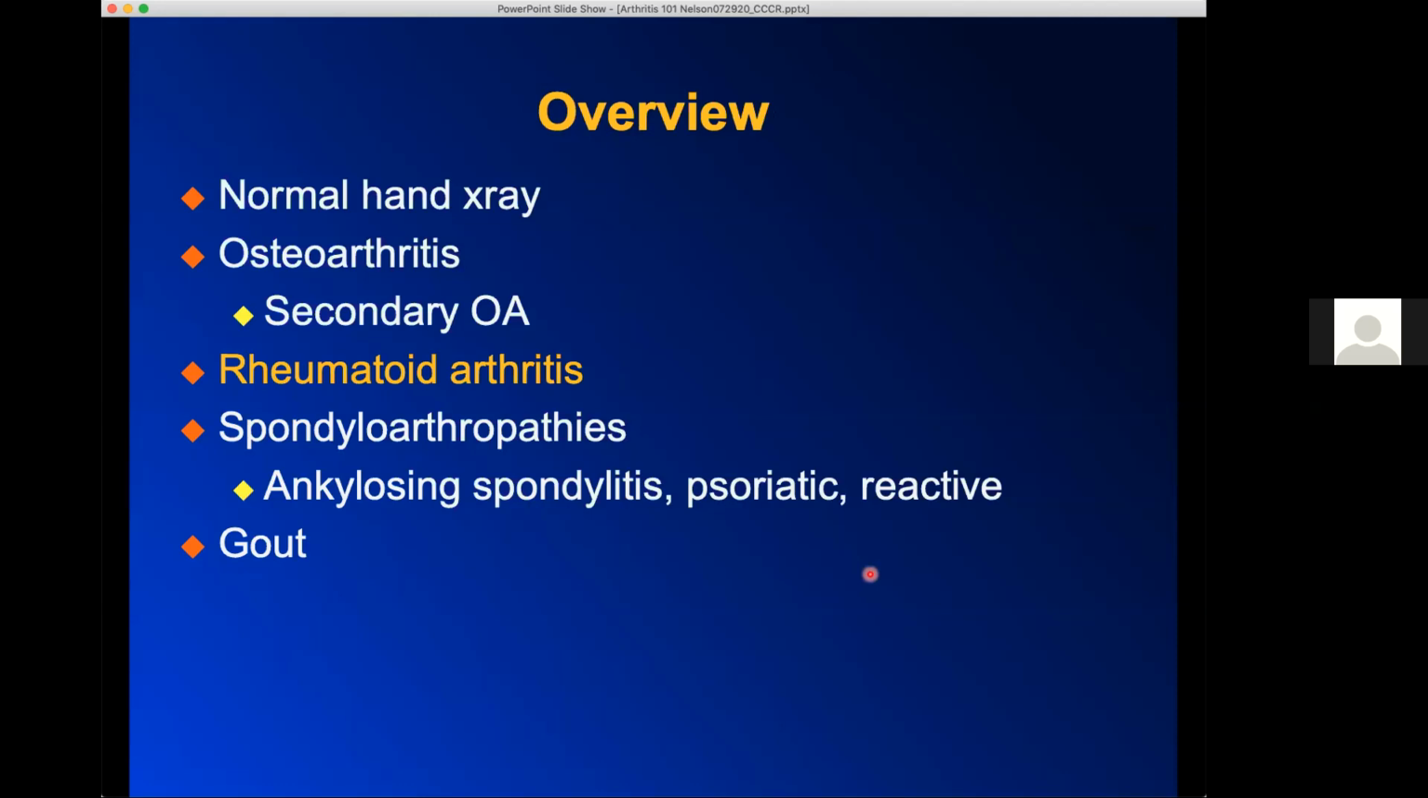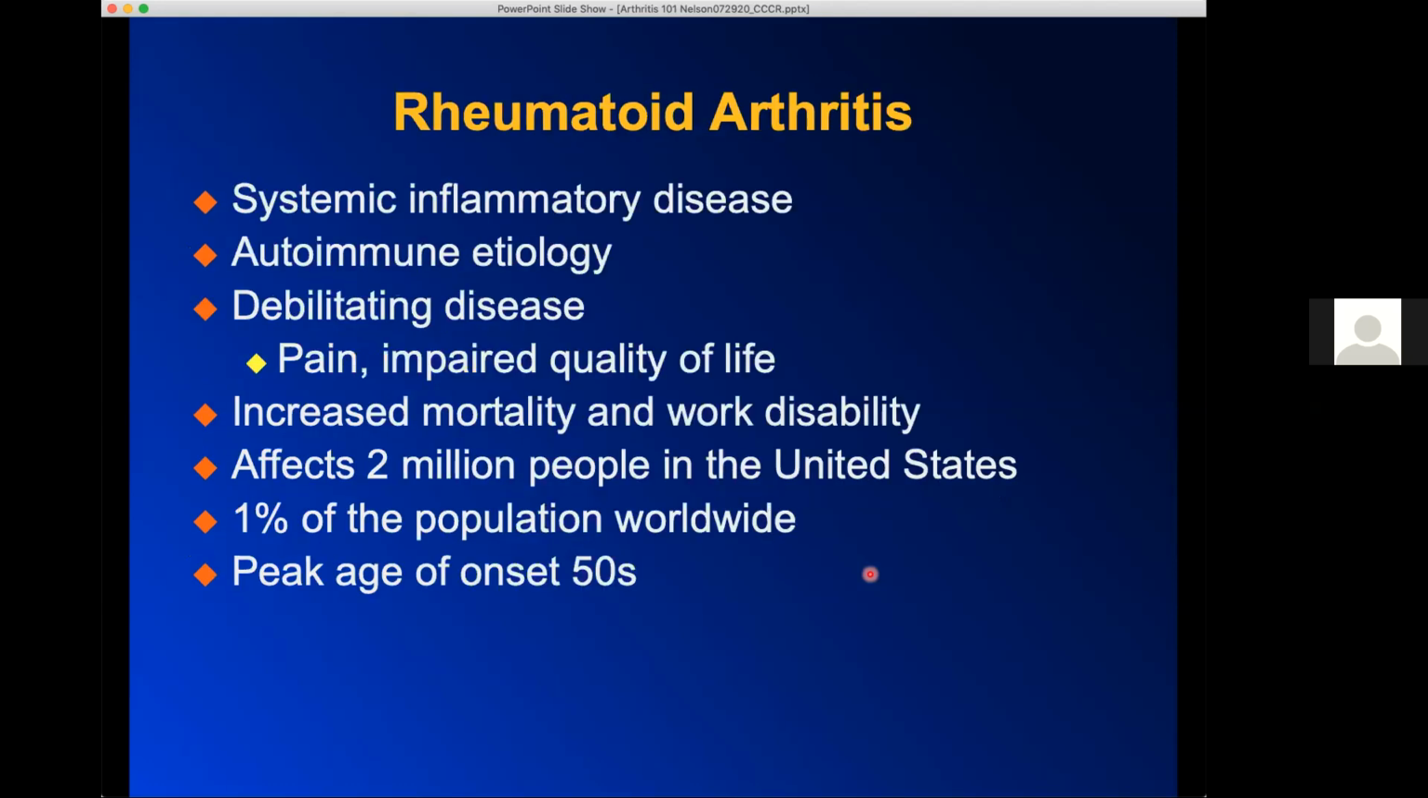So we're going to move on to rheumatoid arthritis so that I can contrast some of that with what we just saw about osteoarthritis. So it is a systemic inflammatory disease. It's autoimmune. It can be very debilitating, so can osteoarthritis. There's certainly increased mortality and disability related to this, although that's improving with our better therapies. And it affects about 1% of the population worldwide.